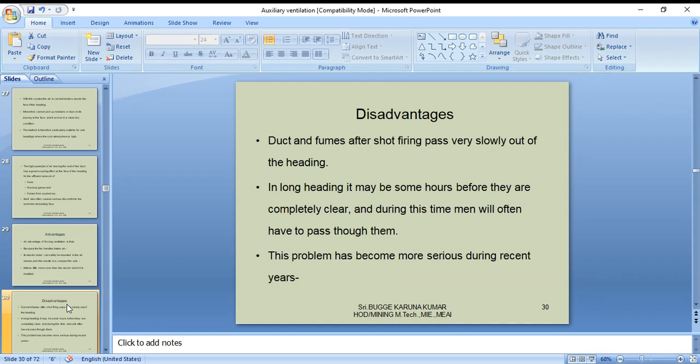What are the disadvantages? Fumes after short firing pass very slowly out of the heading. In a long heading, it may be some hours before they are completely clear, and during this time, men will often be passing through them. This problem has become more serious in recent years. So it is a very drastic problem. If anything happens while firing is starting, repairing work takes more time because of the long heading.